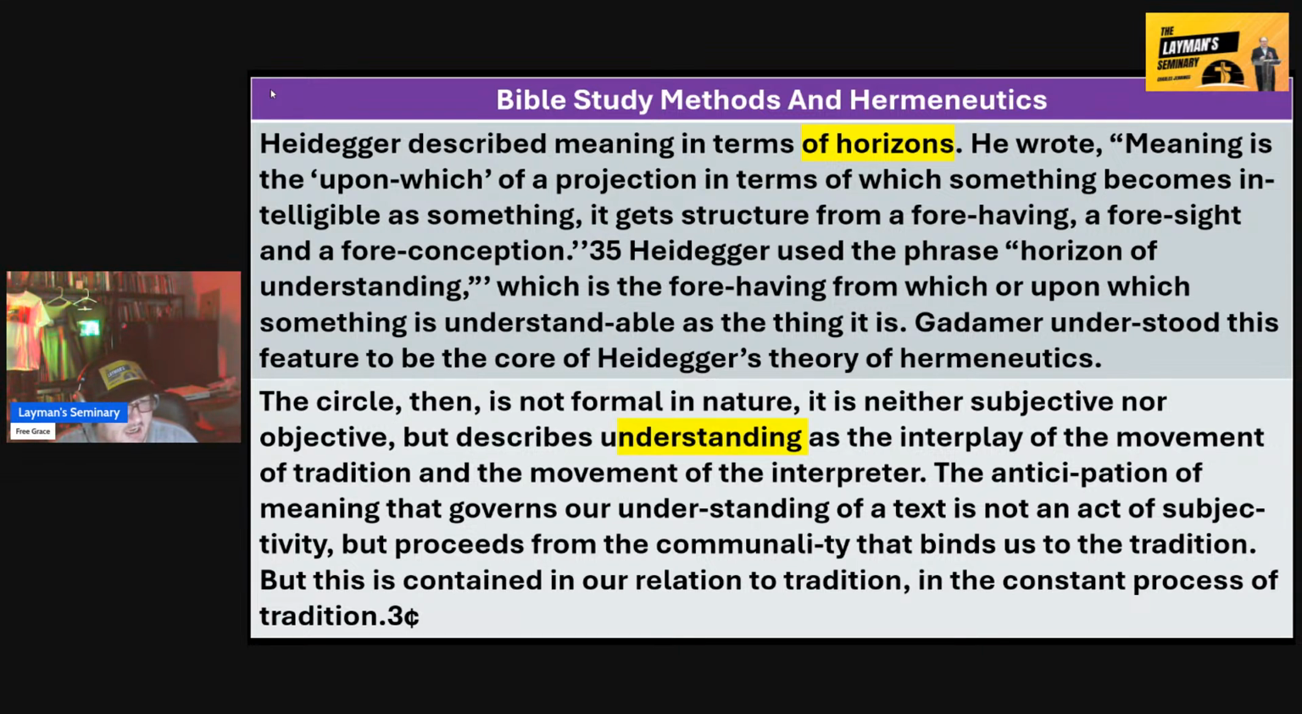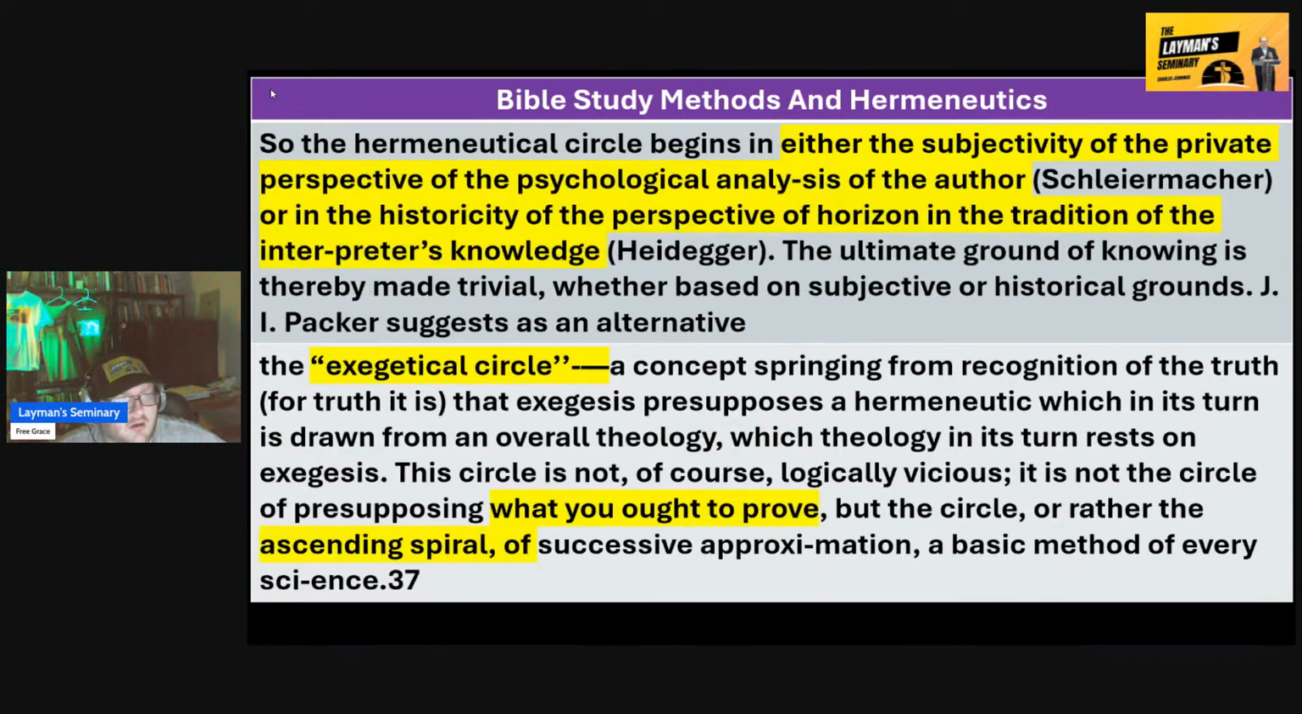The circle, then, is not formal in nature, it's neither subjective nor objective, but describes understanding as the interplay of the movement of tradition and the movement of the interpreter. The anticipation of meaning that governs our understanding of the text is not an act of subjectivity, but proceeds from the communality that binds us to the tradition. But this is contained in our relationship to tradition and the constant process of tradition.